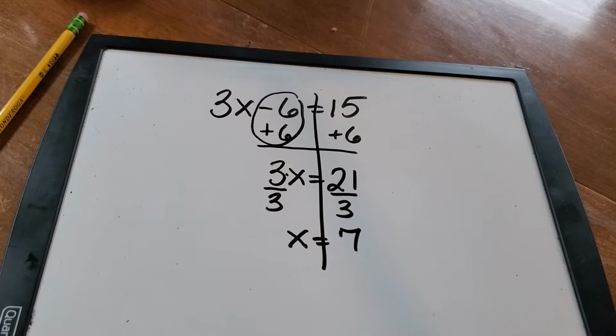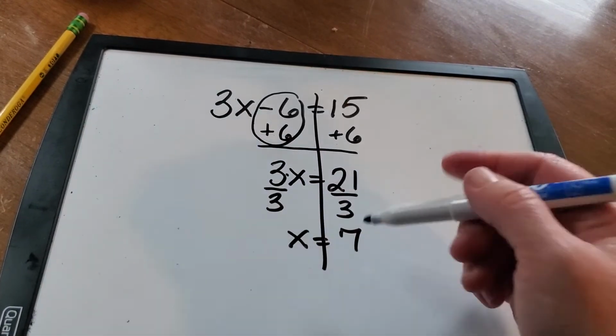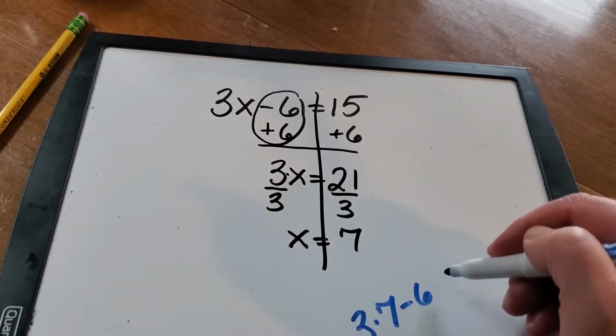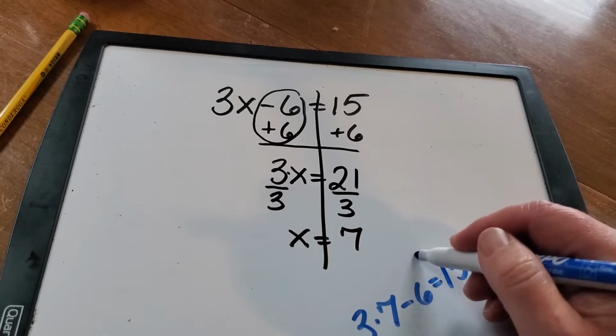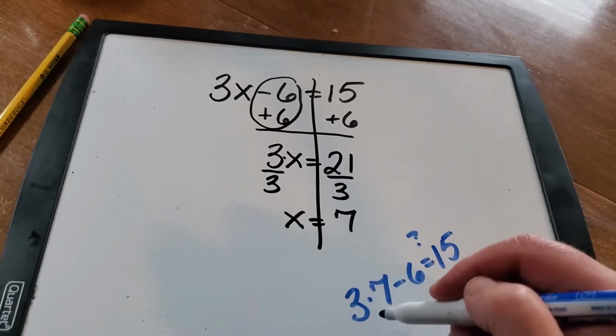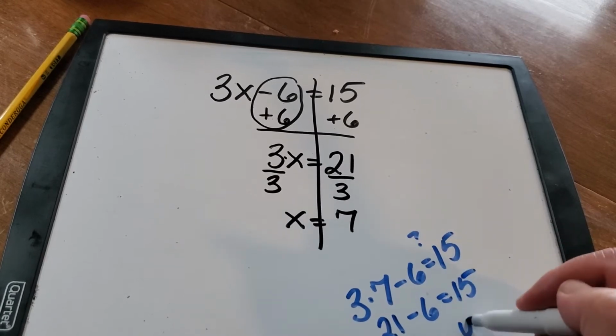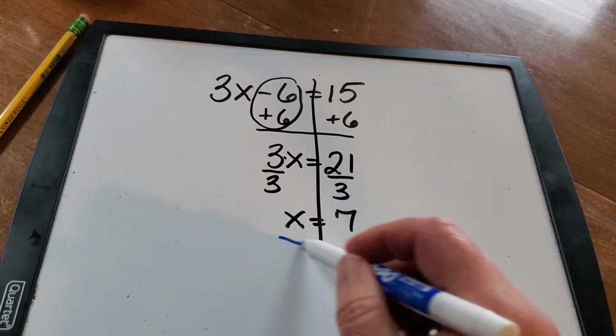Remember, you can check your answer by substituting the 7 for the x and making sure that 3 times 7 minus 6 really does give you 15. And 3 times 7 is 21. 21 minus 6 is 15. So we know we had the right answer for x.